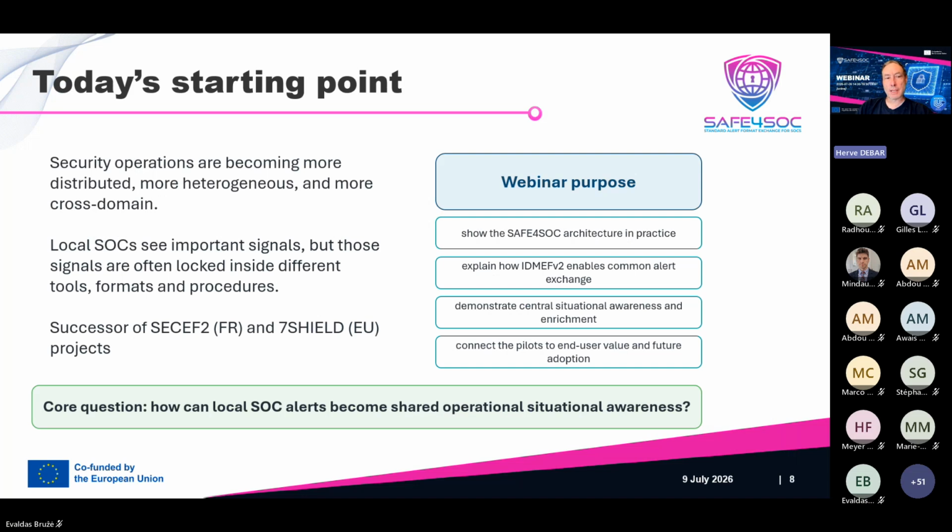So where do we start? It's clear that security operations have become more distributed, more heterogeneous, and more cross-domain, in the sense that there are many application domains that need to exchange information in a structured manner to improve the situation. Local security operating centers see signals, but in order to exchange them, apart from calling one another, they need some structure in order to facilitate exchange, because these signals are locked into proprietary formats.